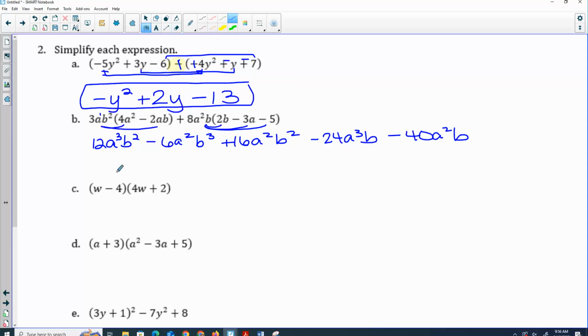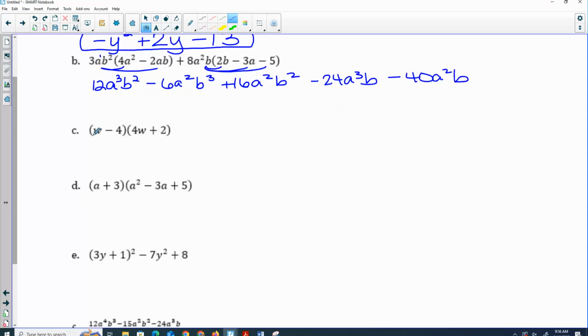All right. C, how do we multiply? We talked about FOIL, or everything in the first times everything in the second. So W times 4W is 4W squared. Outside, W times 2 is 2W. Inside, -4 times 4W is -16W. Last, -4 times 2 is -8.